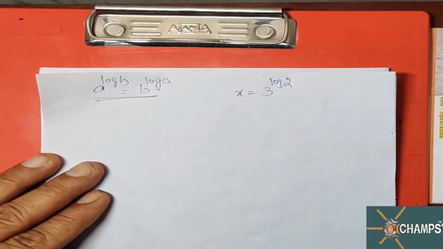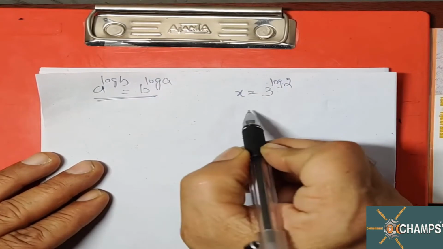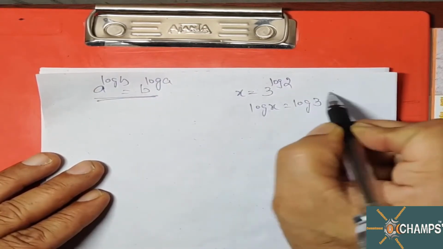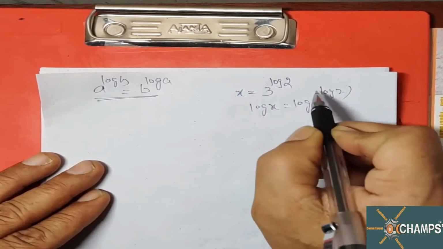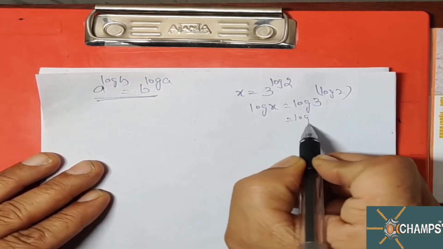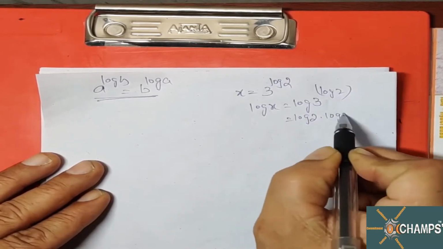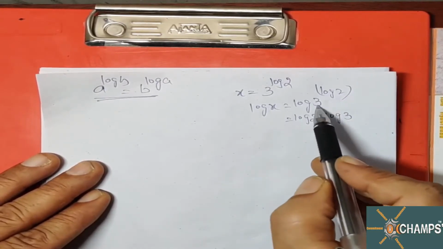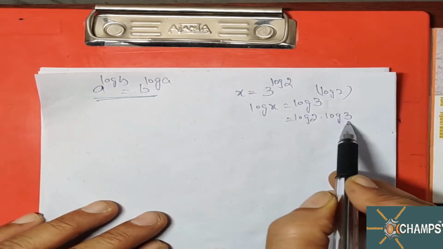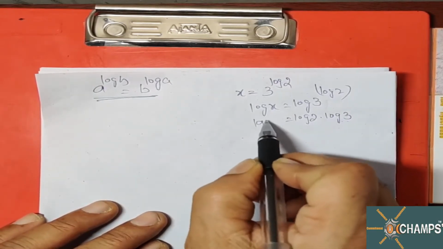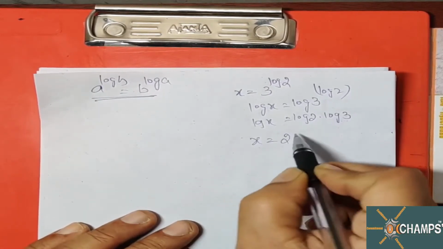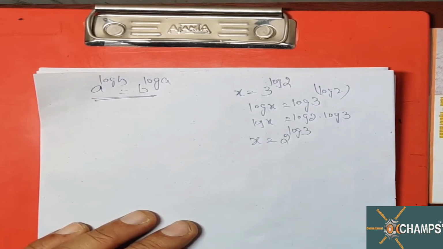Let us take 3 to the power log 2. x is equal to 3 to the power log 2. Taking logs on both the sides, log x is equal to log of 3 to the power log 2. Log a power b can be written as b log a. So log 2 into log 3. This is log x.